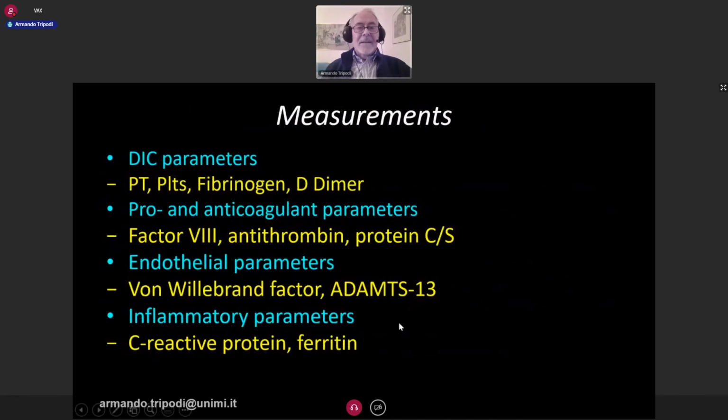We investigated in these patients a vast array of hemostatic parameters, subdivided here as the DIC parameters, which included the prothrombin time, platelet count, fibrinogen, and D-dimer; pro and anticoagulant parameters, including factor VIII, antithrombin, protein C and S; endothelial parameters, including von Willebrand factor and ADAMTS-13; and finally, inflammatory parameters, including C-reactive protein and ferritin.